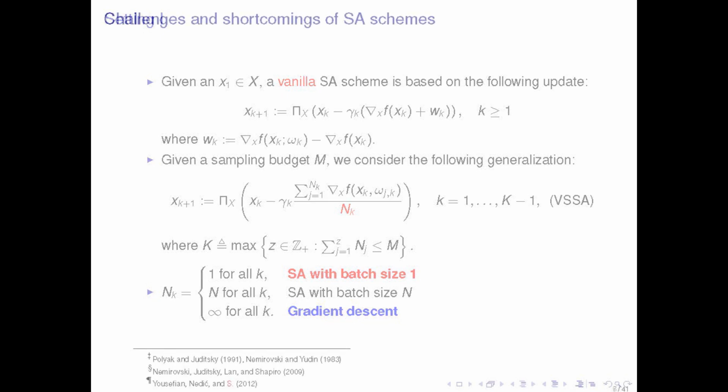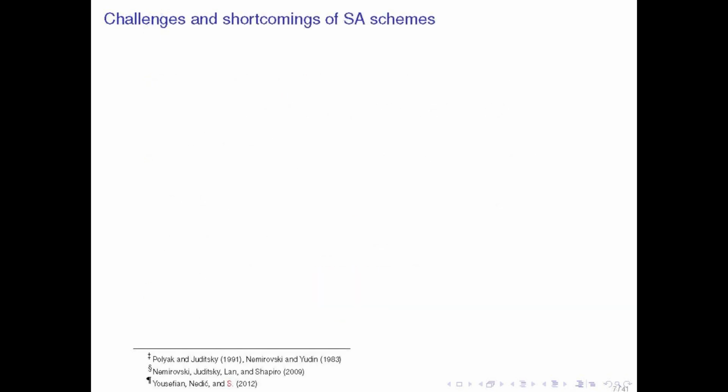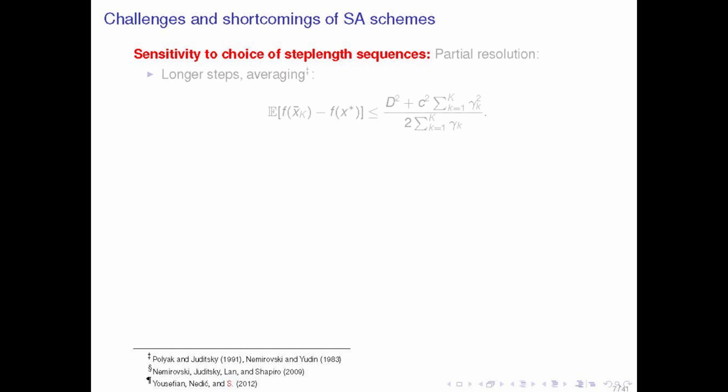Okay? So there are a host of shortcomings and challenges of stochastic approximation schemes. For those of you who implement these schemes, some of these are pretty obvious to you. So there's a sensitivity to choice of step length sequences. And a partial resolution of that has been achieved through averaging and long steps. And this is work by Polyak and Juditsky in 91. And there have been other papers that have also used this framework.